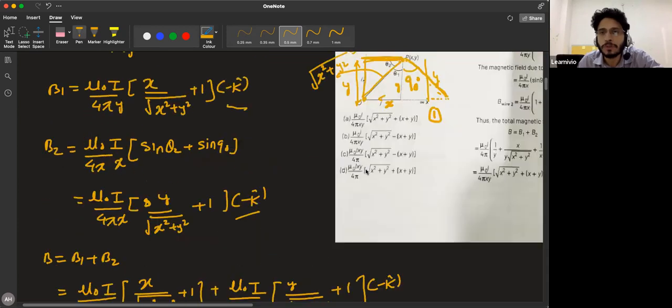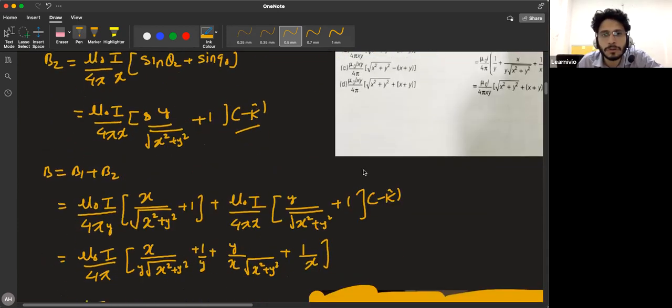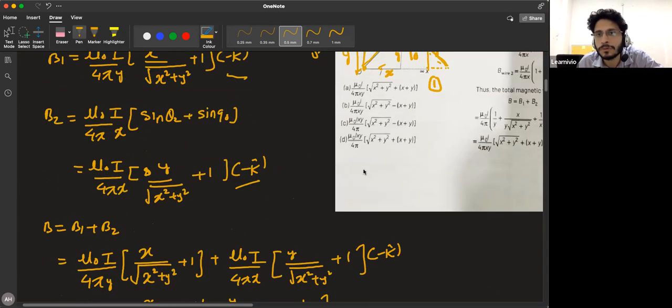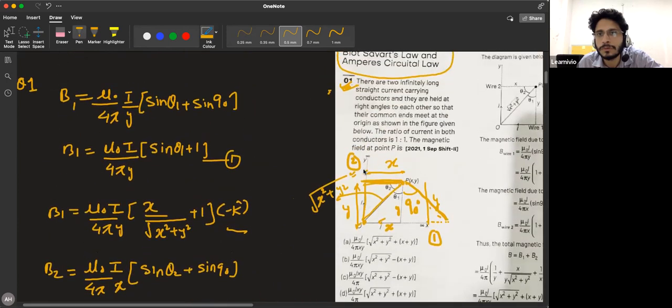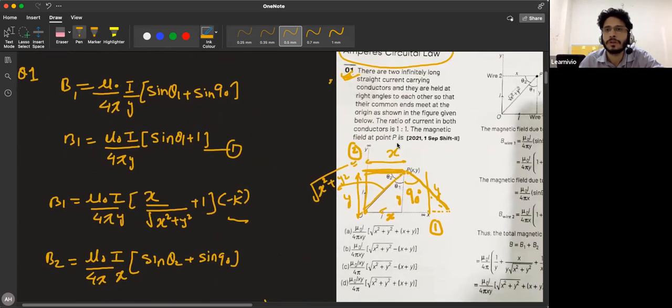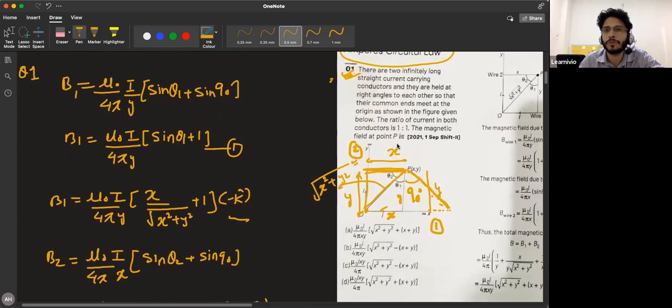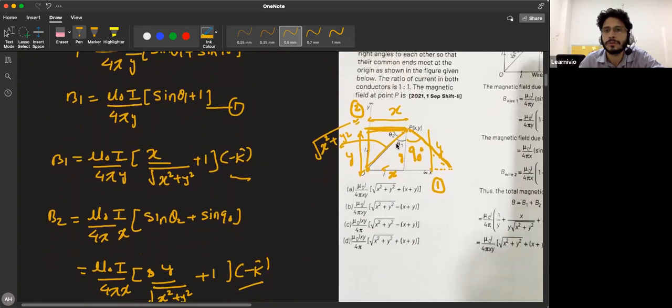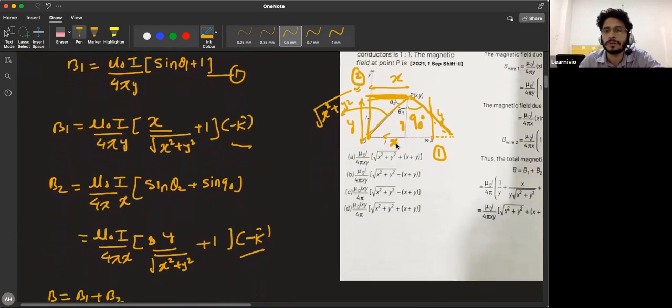What are the options? X, Y. Okay, the ratio of current in both the conductors is 1:1. Current is the same.